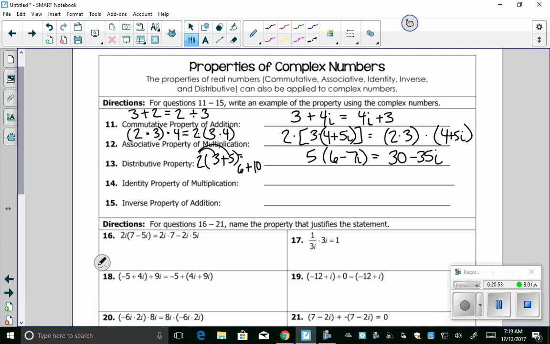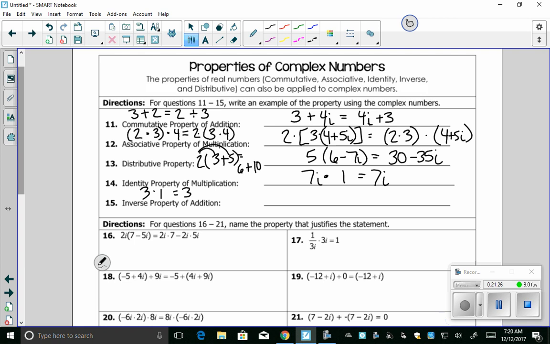Okay, the identity property of multiplication just wants to know what do I have to multiply by to get the exact same thing. So if I have 3, what do I have to multiply it by to give me 3? Well, 1. So if I had 7i, what do I have to multiply by to give me 7i? Same thing, 1. That's the identity property.